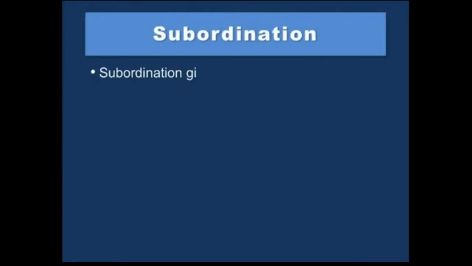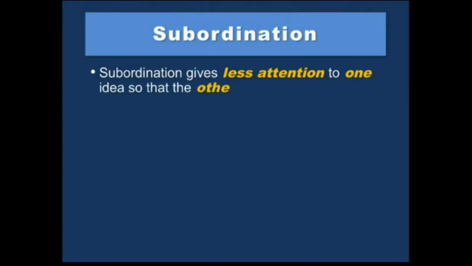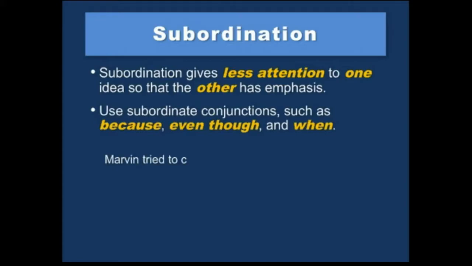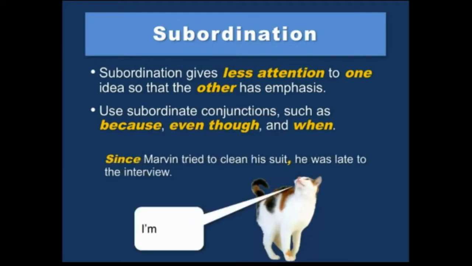So what is subordination? Subordination gives less attention to one idea so that the other has emphasis. You want to use subordinate conjunctions such as because, even though, and when. Let's try a sentence. Marvin tried to clean his suit. He was late to the interview. We're going to use a subordinating clause at the beginning in order to give more attention to the second sentence. Since Marvin tried to clean his suit, he was late to the interview.